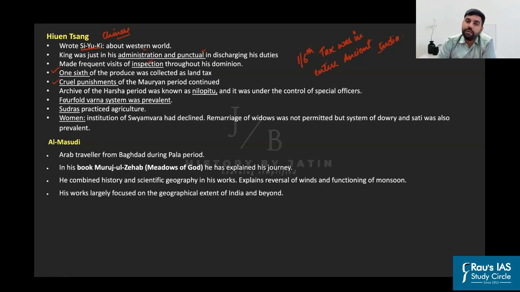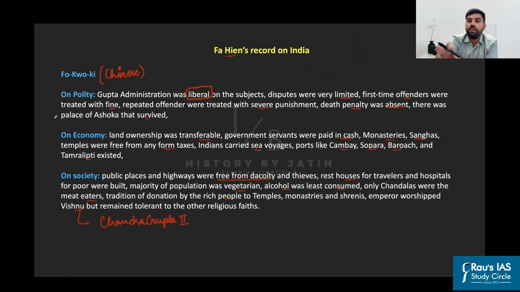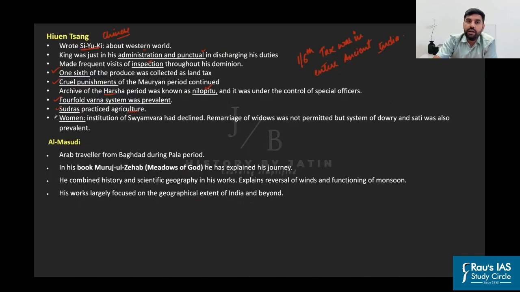Cruel punishment came up, which was absent in the Gupta period. Harshvardhan had a habit of keeping archives. He explains about the Varna system. Shudras practiced agriculture. See, when Fayan was there, Shudras were not practicing agriculture. That is Gupta period, a very rare case. Agriculture was under Brahmins. But when Harsha came up, it's a decline of the Indian economy.